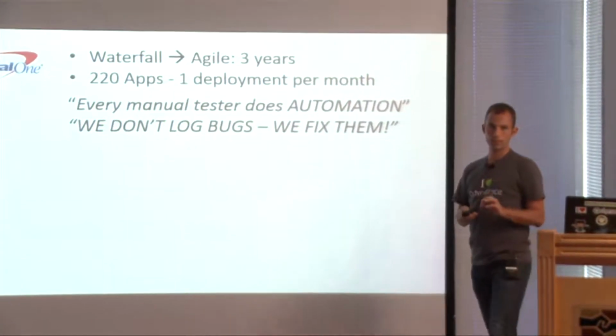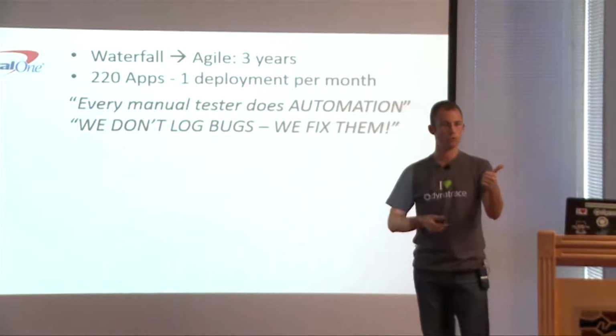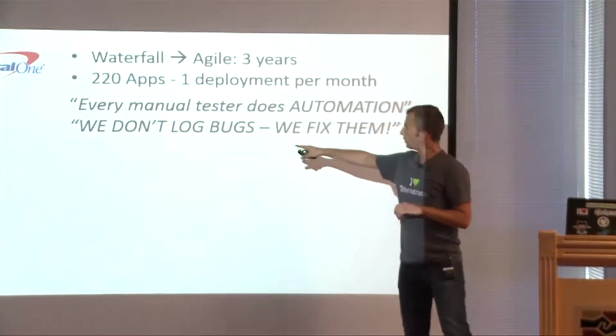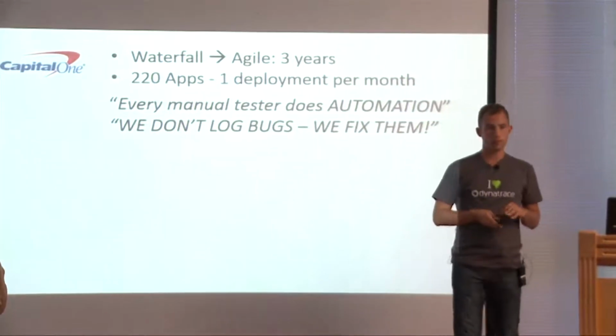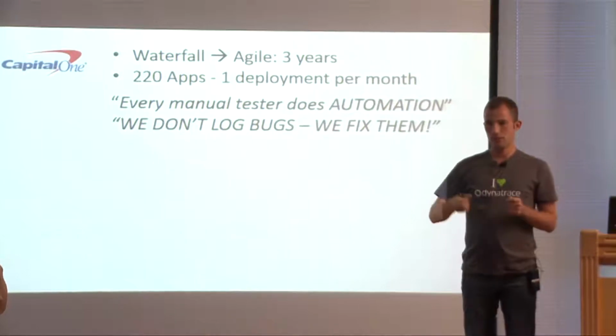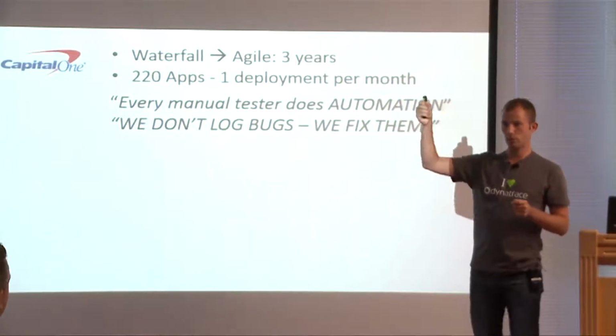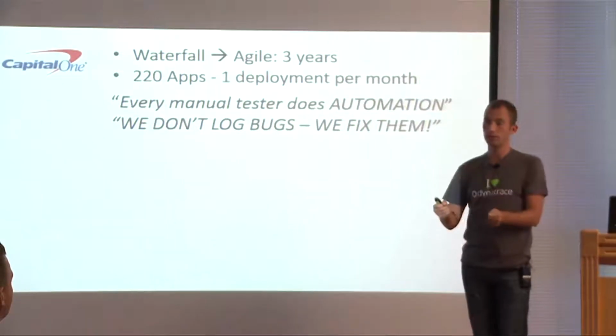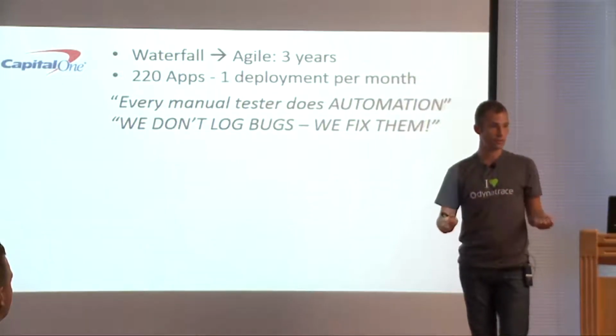That means the manual testers that they had before either do automation or are back on the job market. Other thing, we don't log bugs, we fix them. When they get to implement the next feature, they take the task from the storyboard and they work on the next story. The developer takes it, but also the tester that is sitting in that same Agile team.